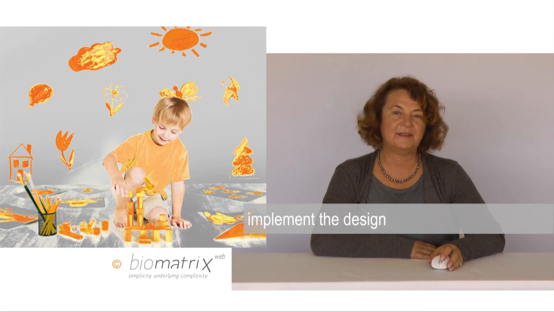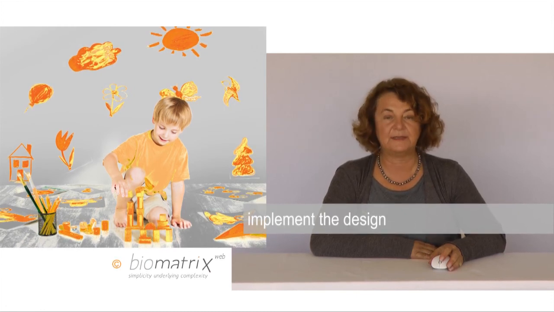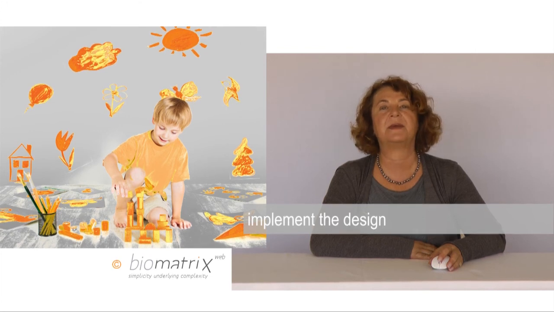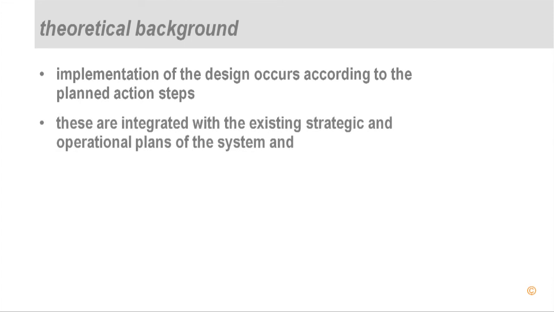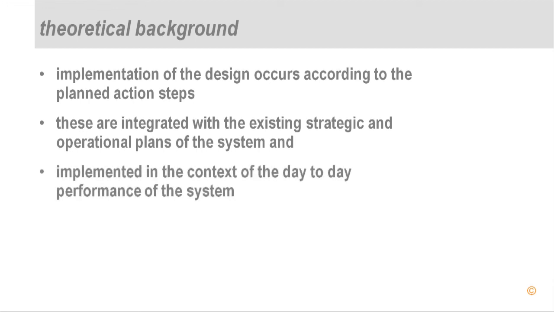The seventh and last step of our ideal system redesign methodology is implementing the design. Implementation of the design occurs according to the planned action steps. So in the previous section, we identified the different action steps and planned their sequence. These action steps are then integrated with the existing strategic and operational plans of the system and are implemented in the context of the day-to-day performance of the system.